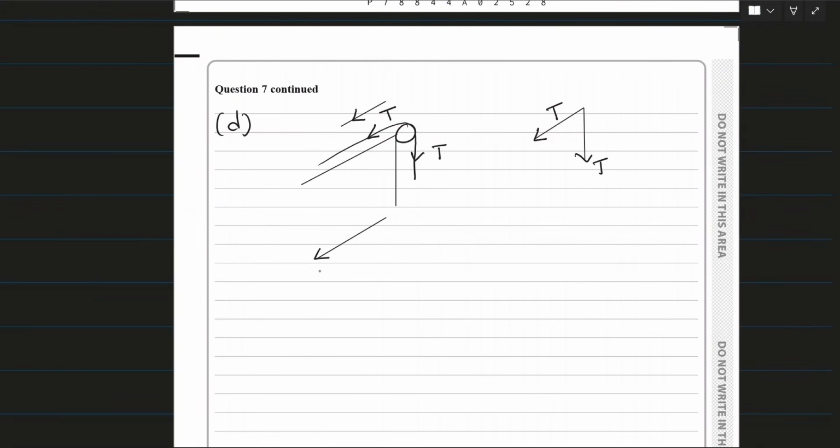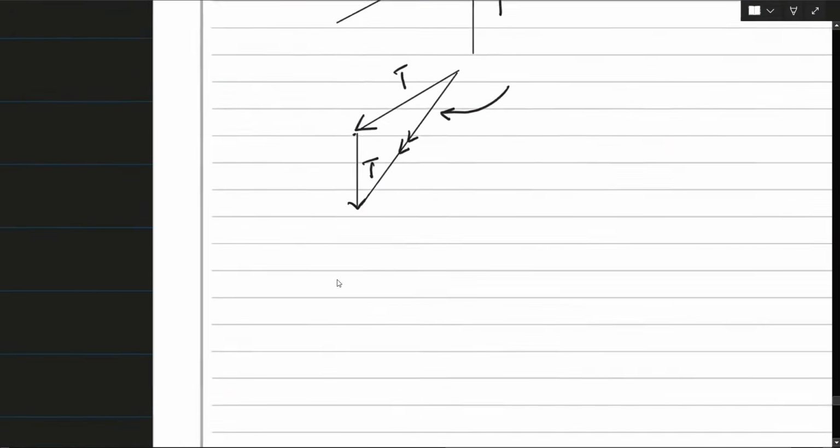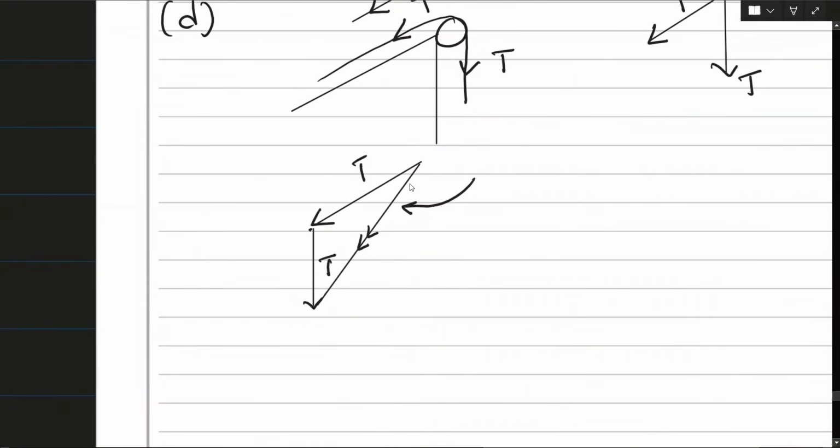So we are using the head of one of the vectors and joining it to the tail of the other one. Both vectors have the same magnitude. Now adding them up, the resultant of them would be like this. What we have to do now is find out the magnitude of this resultant force. When we find the magnitude, that will give us the value of k. We can just compare and then find the value of k.